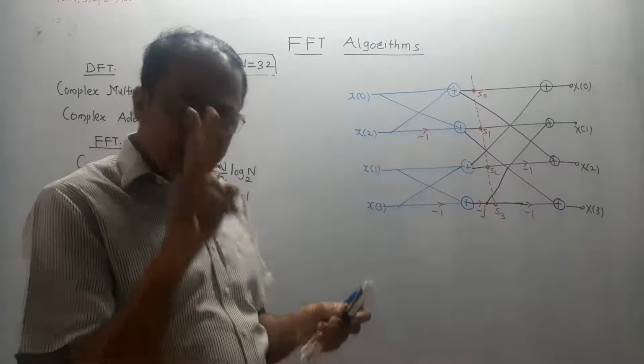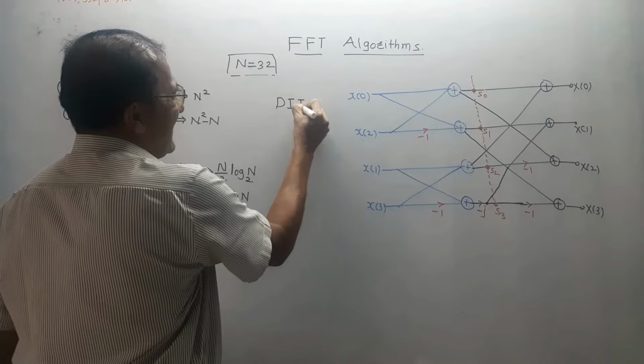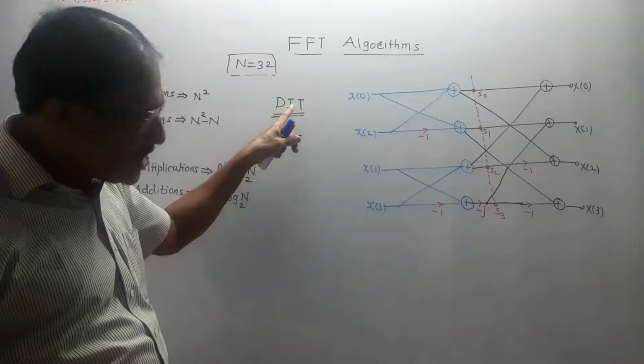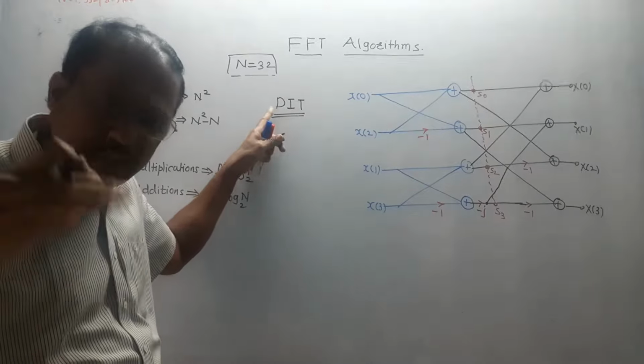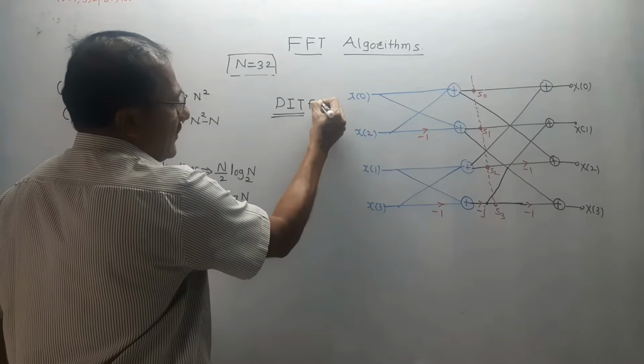There are two techniques in the FFT algorithm. One is called DIT-FFT. DIT stands for decimation in time. Decimation means splitting or dividing. So this is the DIT-FFT algorithm.